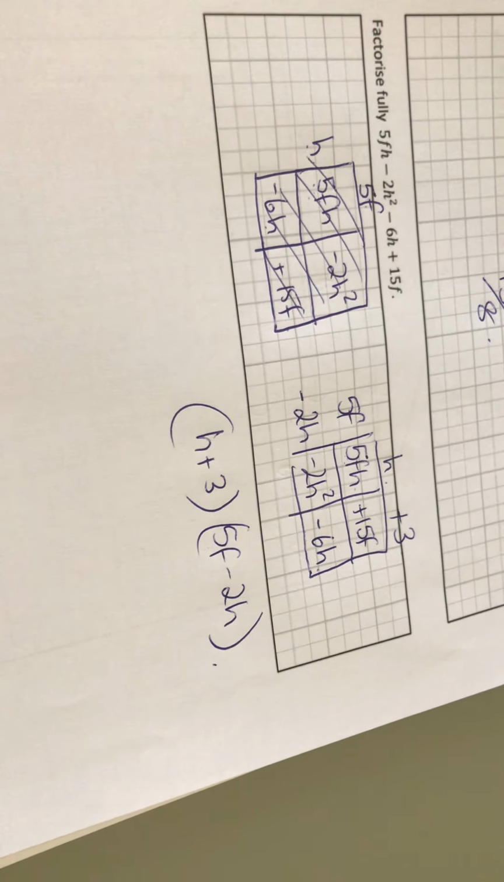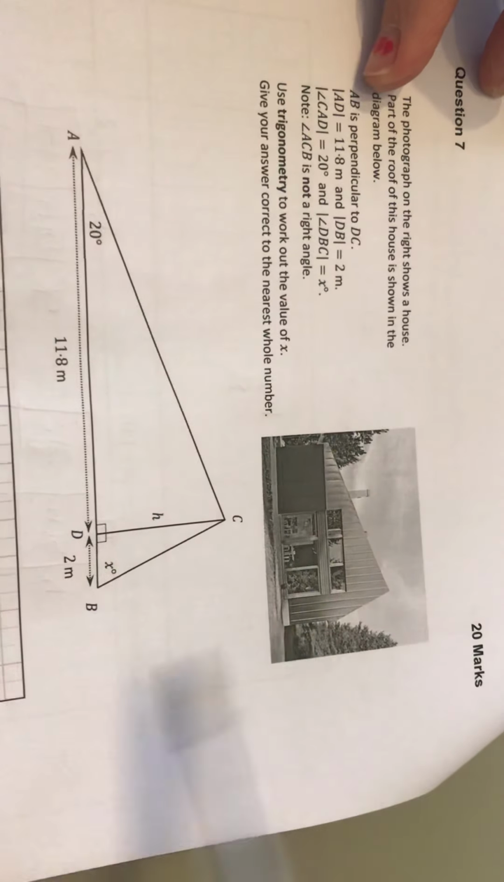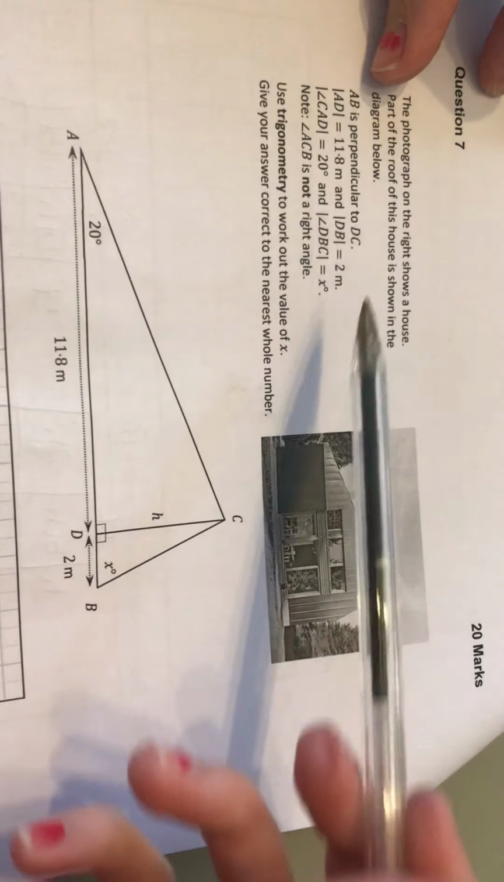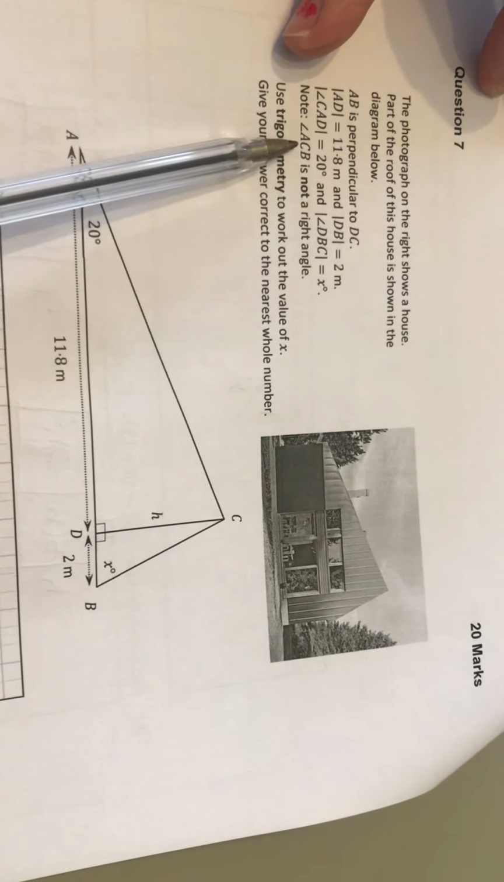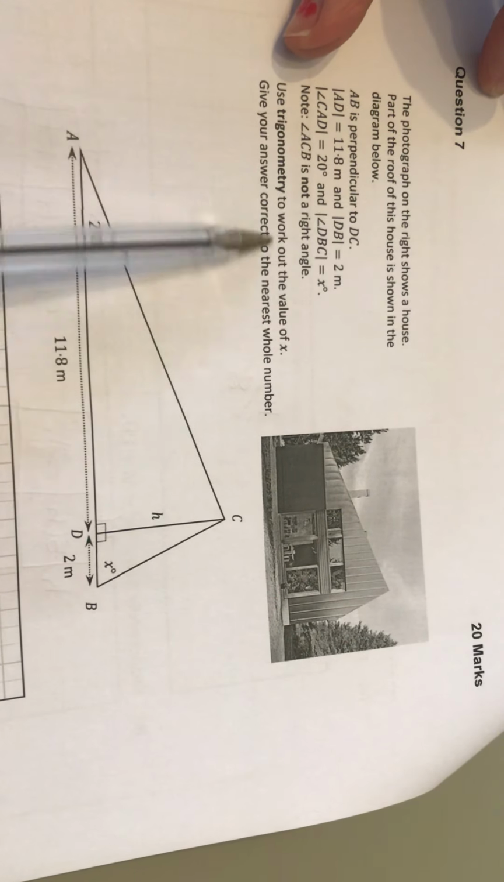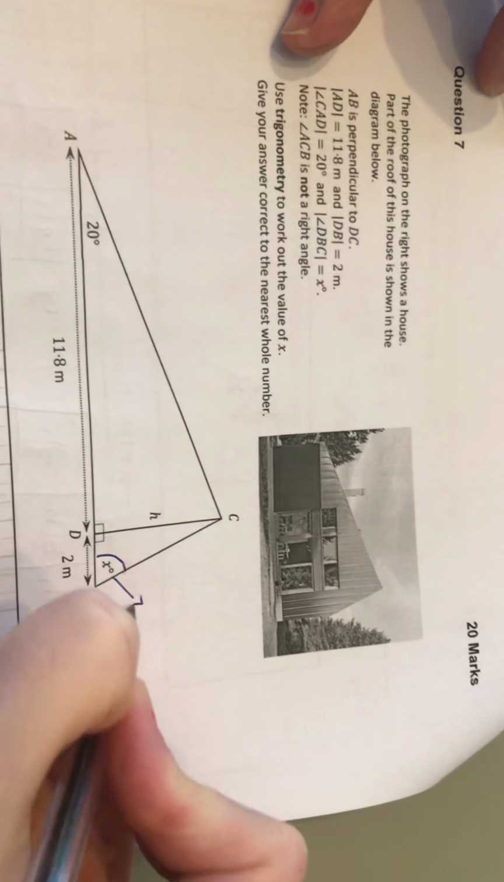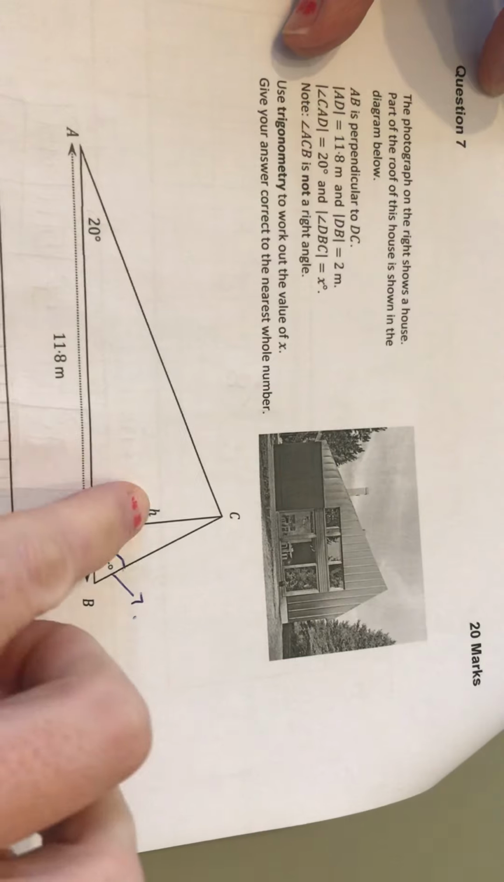Okay, if you want to check if that was right or wrong, you just multiply it out. Next question. We have a diagram here, and you can have a read there. I'm sure you read it when you were doing your exam. Note that ACB is not a right angle, and use trigonometry to work out the value of x. So my end game is here, but I notice I have an awful lot of things missing.